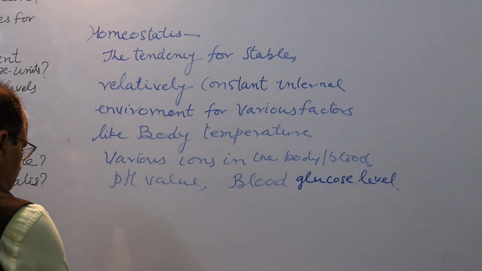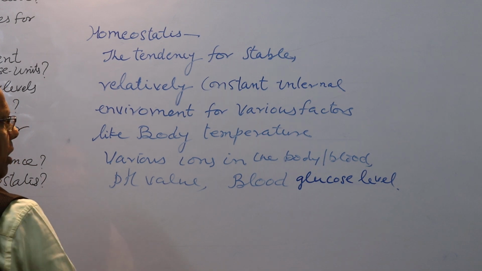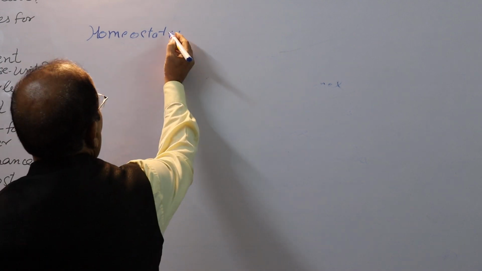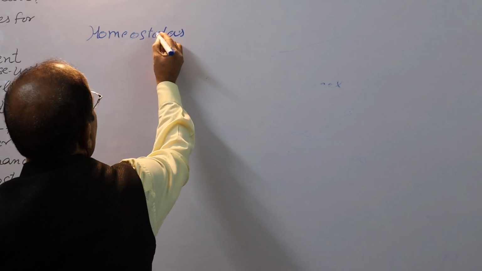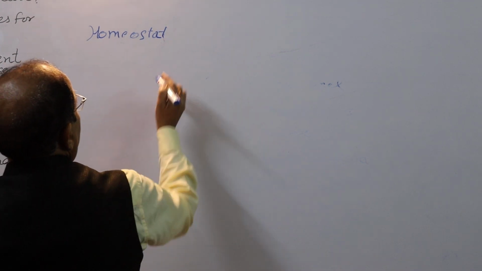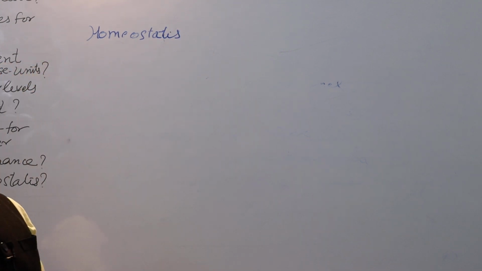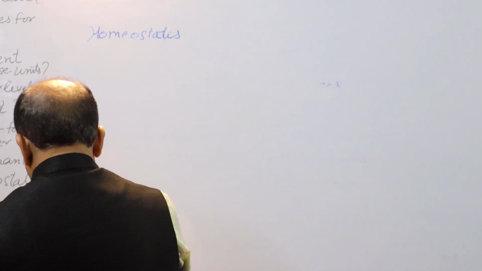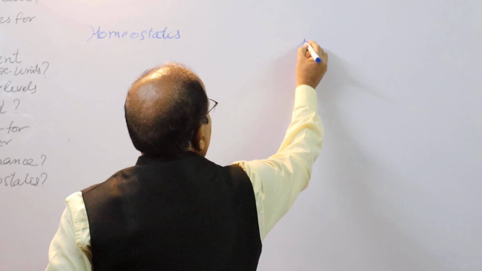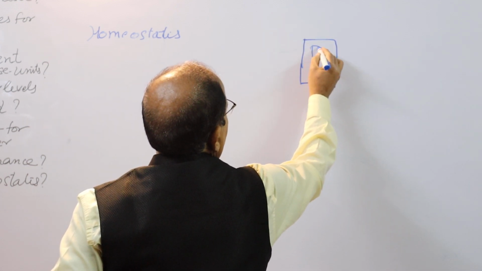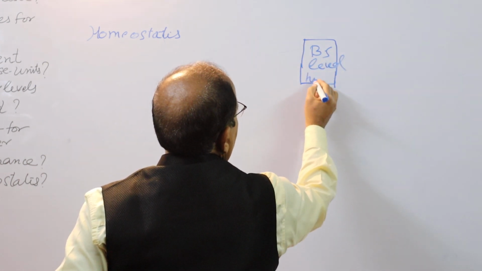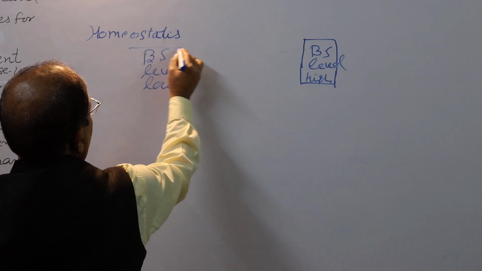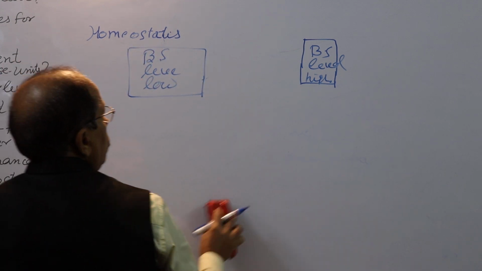Now, how is homeostasis obtained for blood sugar? When we take in food, the blood sugar level rises. There are two stages in our body, in human blood or animal's blood. What are the two stages? Either the blood sugar level is high or the blood sugar level is low. These are the two stages.